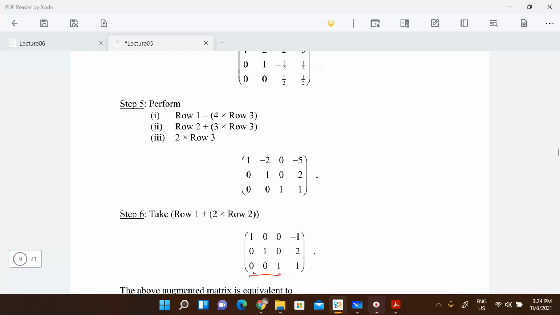Okay, and remember that this part of the matrix will multiply your x, y, z, and this part of the matrix, okay, is your solutions.